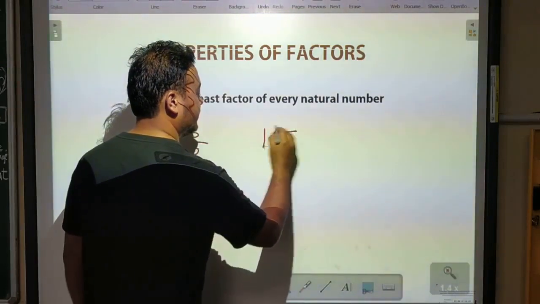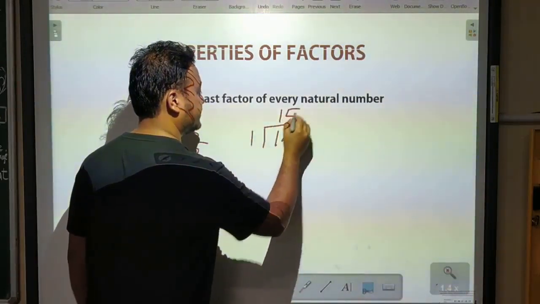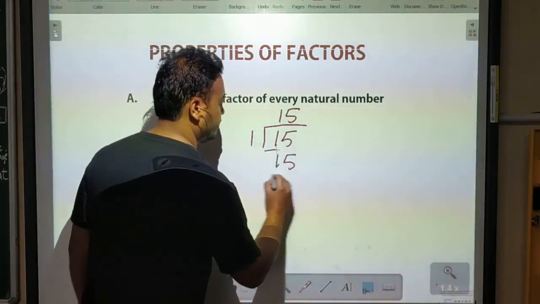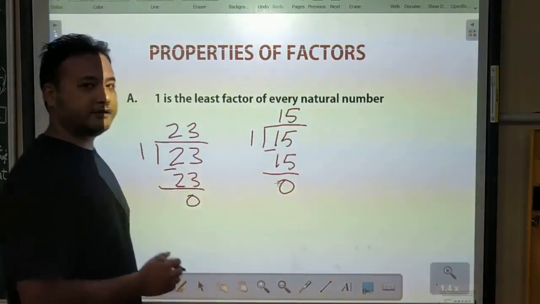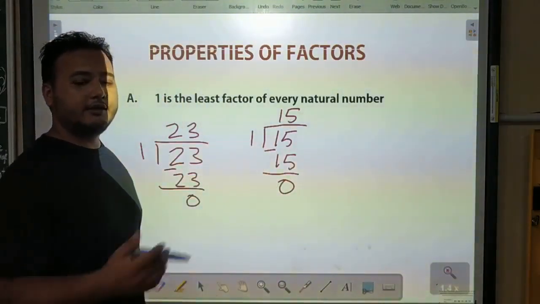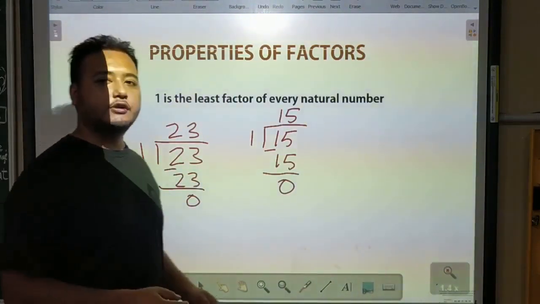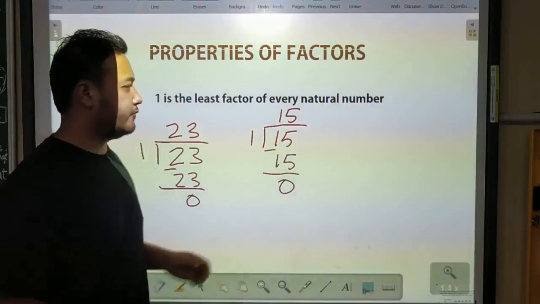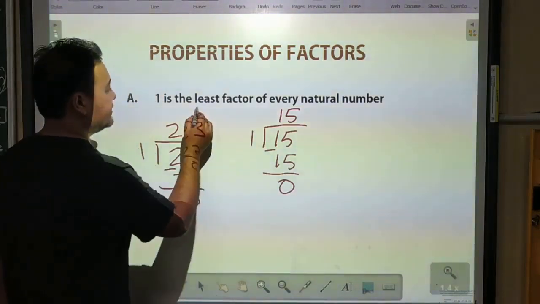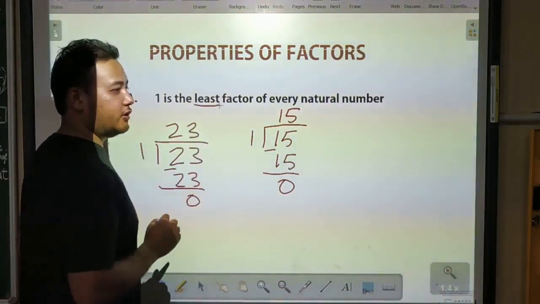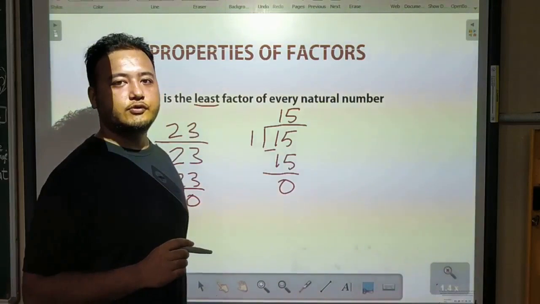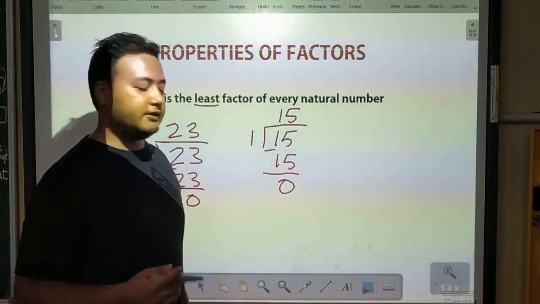15. 1 can divide 15, 15s are 15. So 1 is a factor of 15 as well. Like this, with any number, you can divide it by 1. So 1 is a factor of all natural numbers. And here it says it is the least. Since 1 is the smallest number, it is also the smallest factor of any number.